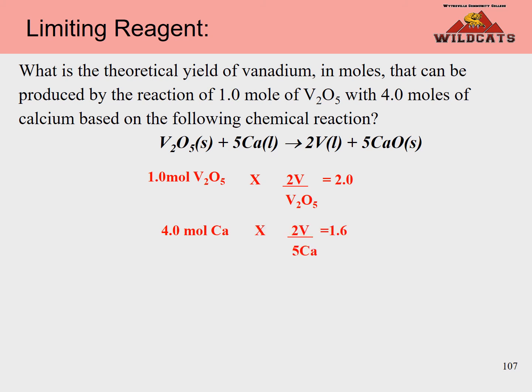And now I'm going to start with the calcium. And so I'm going to take 4 times 2 divided by 5 is 1.6. And so what I would do is I'd pick the smaller of the two, which means I'd end up with 1.6 moles of the vanadium, and the limiting reagent would be the calcium.